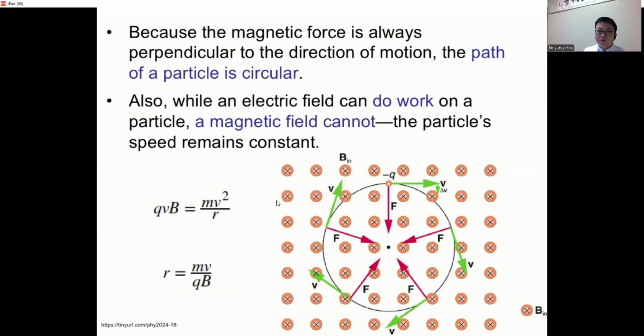I just want to point out that the electric force will do work, but the magnetic force actually will not do work, because v and B are perpendicular to each other. So force and displacement are perpendicular to each other, and there's no work done by the magnetic force.